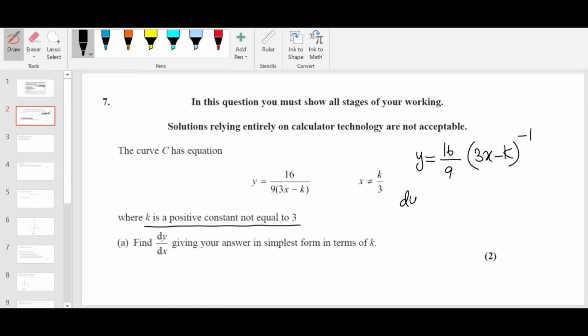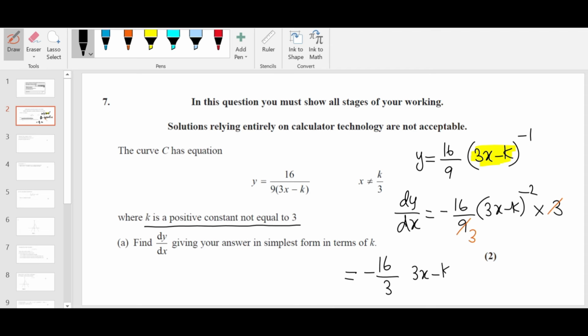Differentiate by applying the chain rule. So you can take this thing as x. We have x power minus 1, so you put a minus 1 in front. X power minus 1, which is minus 2, times the derivative of the highlighted part, which gives you 3. Cancel this, 3 times 3 is 9. So dy by dx is basically negative 16 over 3 (3x minus k) power negative 2. That's all, just a 2 mark question.